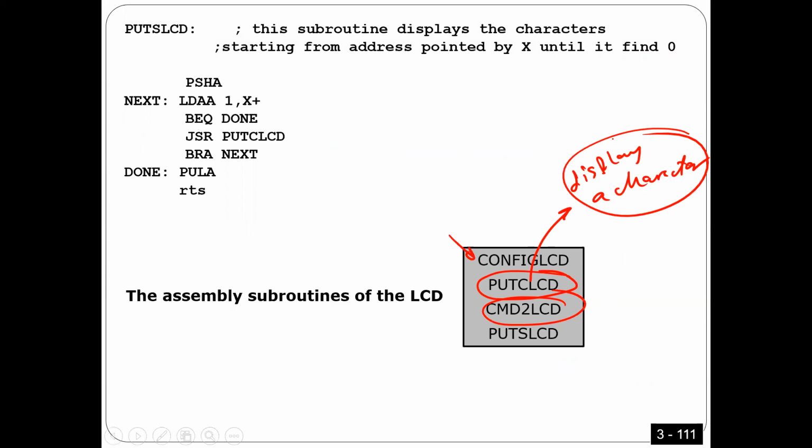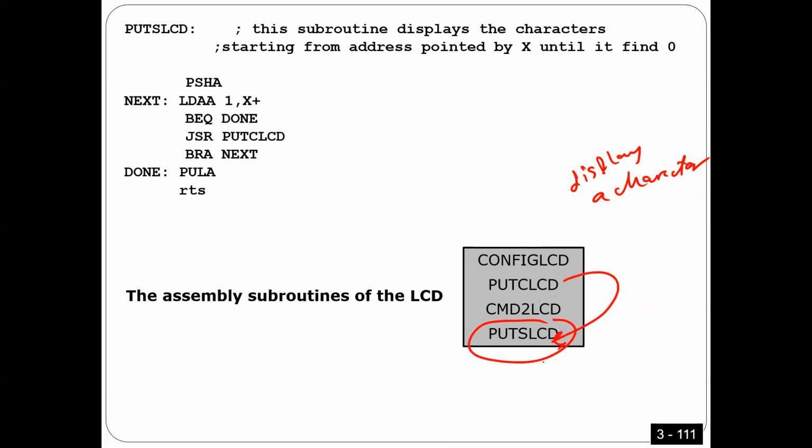Okay, one character, letter A, letter B. This one is used if you want to display a complete message. What is the difference? A message is just a number of characters, right? That's true. That is why you will see right now, inside this one, we are using this one, right?